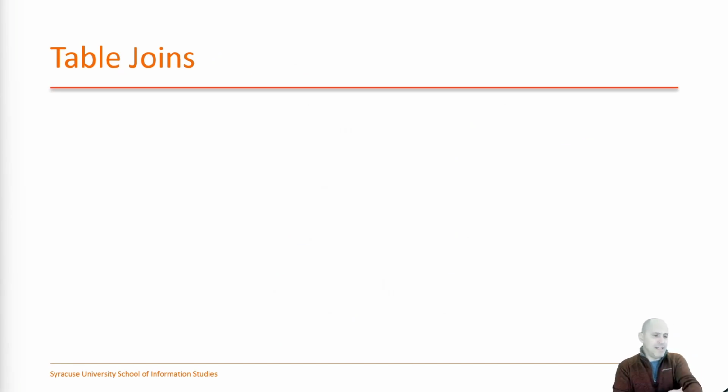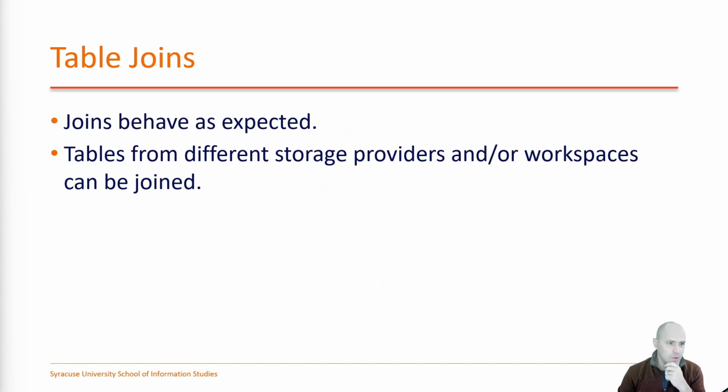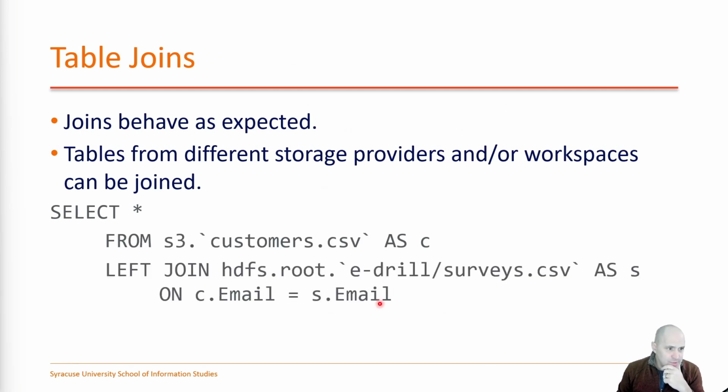All right, I said I'd mention it, but we're not going to do a demo of this. Table joins kind of work the way you would expect. You're going to have one table that comes from some storage provider and then another table that comes from the same one or a different one. It really doesn't matter. The real key here is you want to make sure you alias any table that you use in the from clause. You want to get in the habit of doing that. This is a great example of taking some customers from S3 and some survey data sitting out there on HDFS and joining them together to get some actionable data out of there.